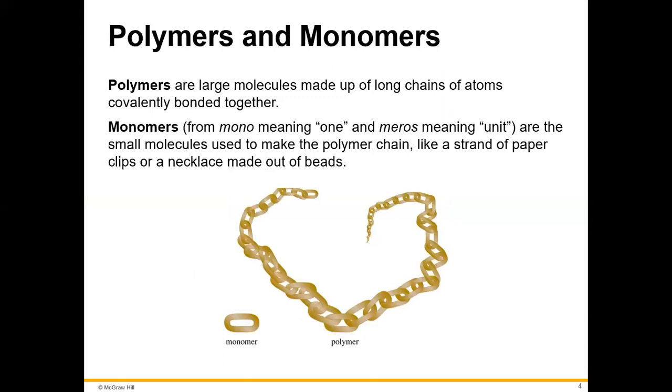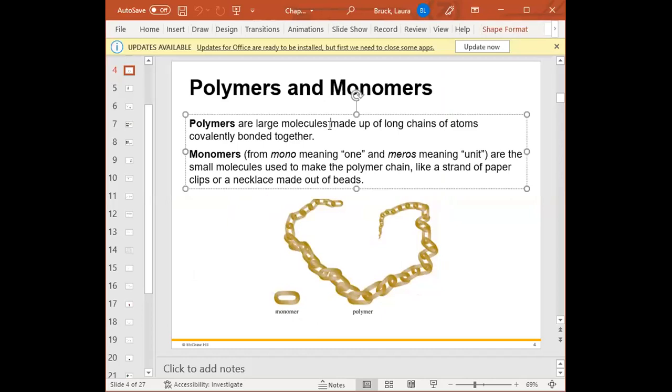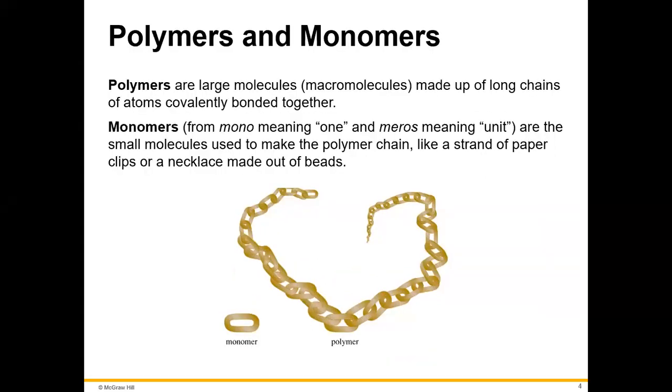So we've got to begin with some definitions first. A polymer is a large molecule, and another word for a large molecule is macromolecule. Polymers are large molecules made up of long chains of atoms covalently bonded together. So that means they're bonded to each other by sharing electrons. And polymers are made of monomers, mono meaning one, and meros meaning unit, so one unit. So monomers are the small molecules that make the polymer.